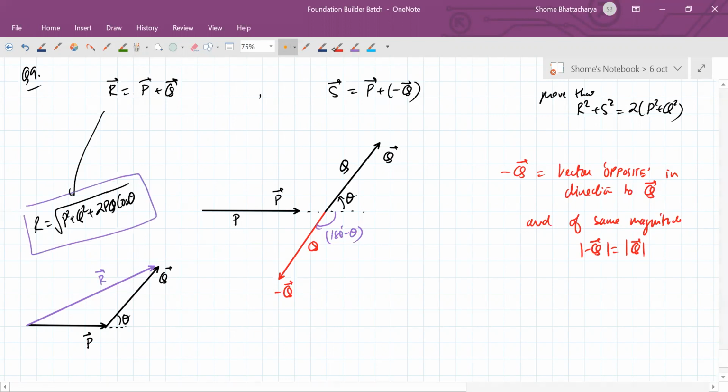Okay. But now what about S over here? How will we get S? Okay, so for that we have to add the vector P with the vector minus Q. Okay, so when we construct that particular vector triangle, it will look like this. You first draw the vector P the way it was only.